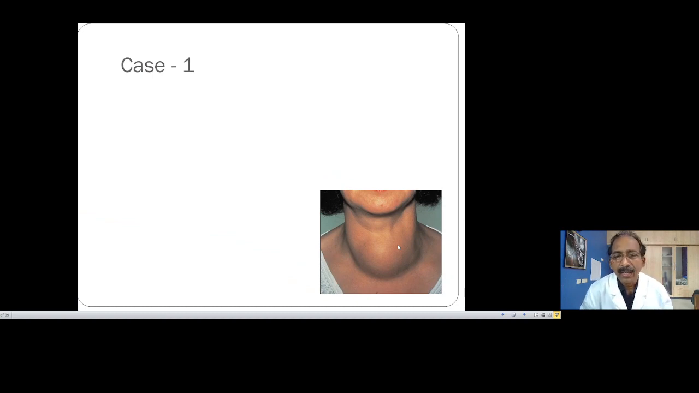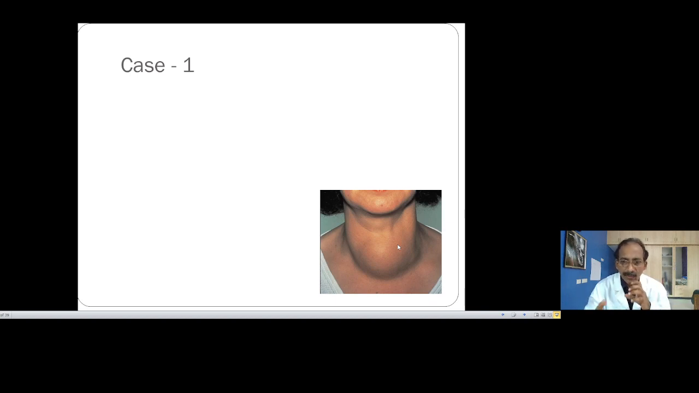That's the main aspect of this presentation. So far I've just given you an overview of the physiology, function, the action of thyroid hormone, and other presentations, possible presentations, clinical examination, lab, etc. Now we just jump into case discussions.